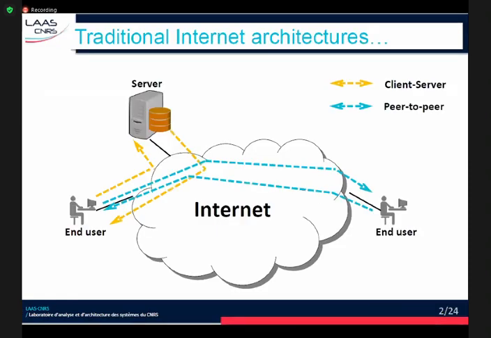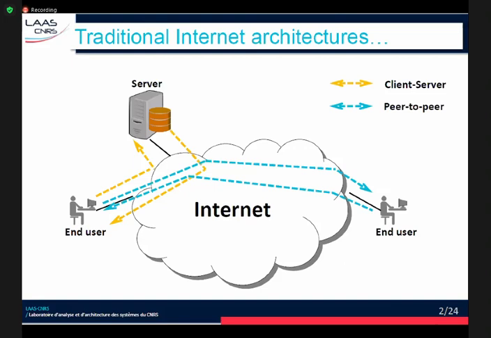So this is a very traditional view of the internet and of the architecture that we can envisage in this kind of networks. There are client-server communication and peer-to-peer networks. These are the typical architectures that we may find throughout the internet.